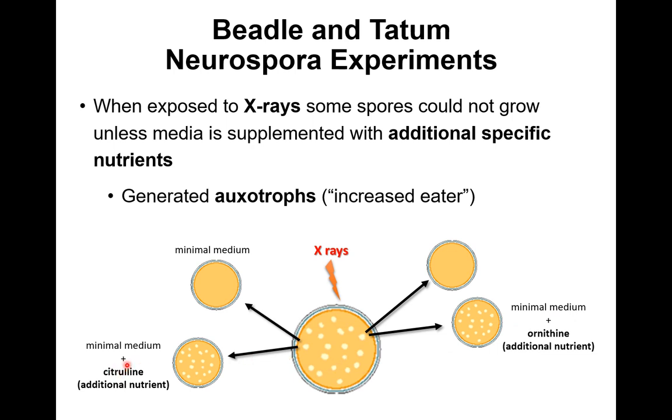But these additional nutrients will be different depending on the colony you are studying. So they all had a need for different additional specific nutrients. So what they had generated are what are called auxotrophs: organisms that need additional nutrients in order to survive.